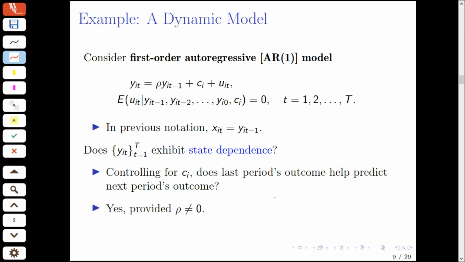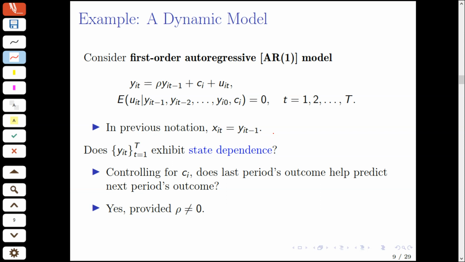So let's take a look at a particular instance of a dynamic model, namely the first order autoregressive model. In the first order autoregressive model, we model the outcome y as a linear function of the lag of itself up to the unobservables, the individual effect, and some idiosyncratic error. And now we're assuming that the idiosyncratic error in period t, conditioning on not only the individual effect, but also all previous outcomes, is equal to 0 in mean. Now, in order to relate this model back to models in our previous notation, note here that our regressor vector for this model, which is a scalar, can be written as simply the lagged outcome, or lag-dependent variable.